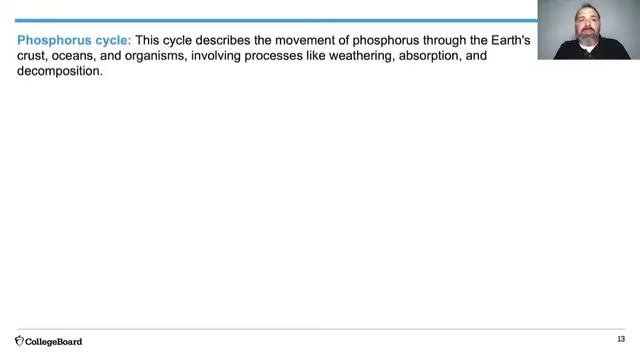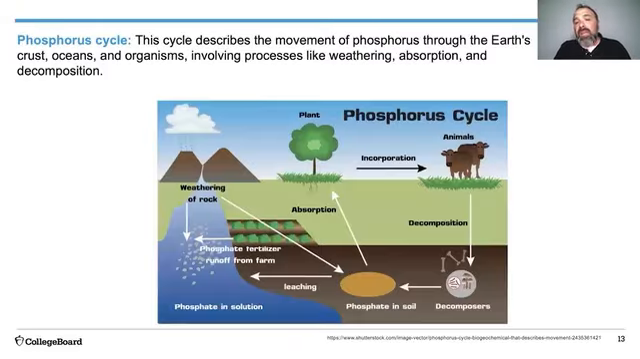The last one is phosphorus cycle. This cycle describes the movement of phosphorus through the Earth's crust, oceans, and organisms, involving processes like weathering, absorption, and decomposition. The one thing about the phosphorus cycle, there's not an atmospheric component because most of it's found in the soil. So again, we talk about the phosphorus cycle.